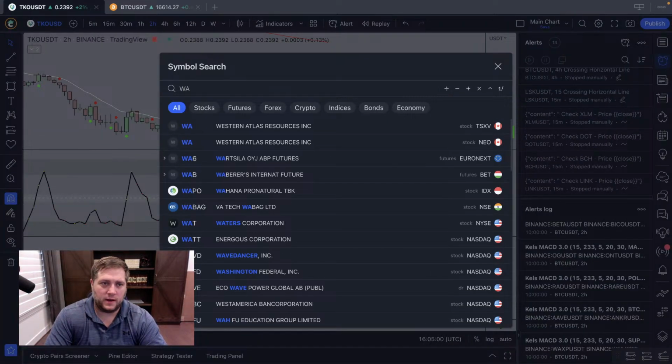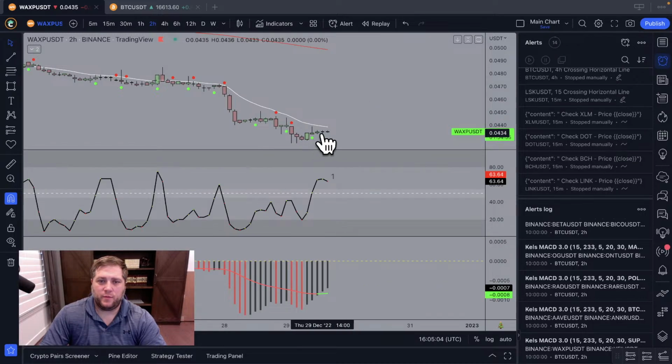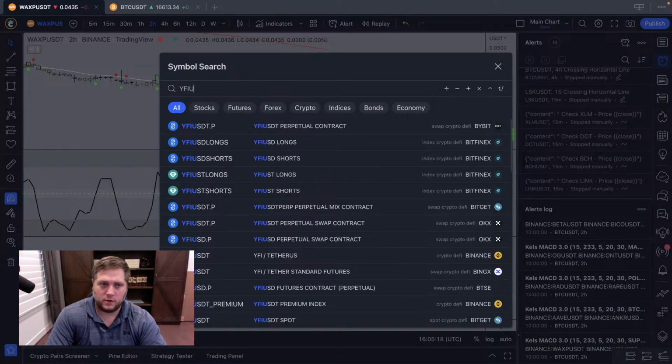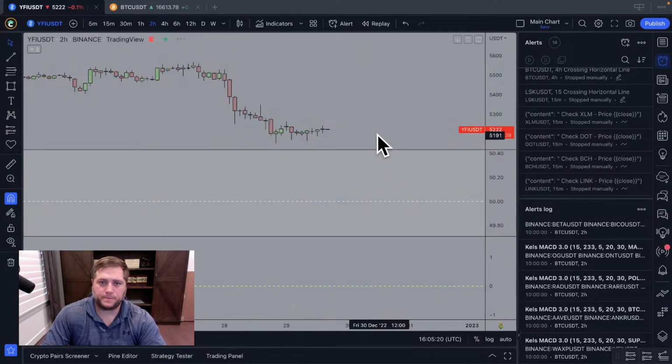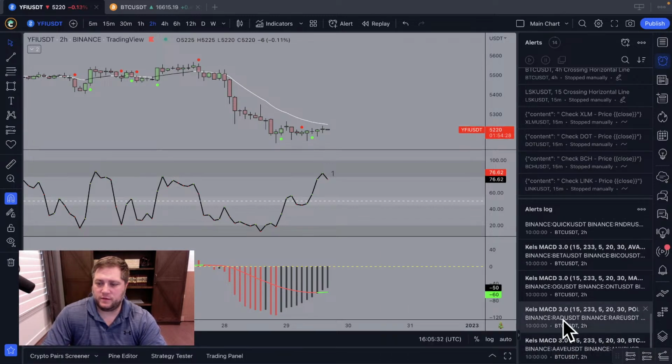Next one is WAX. WAX, we have a bunch of little dojis coming against the moving average, so it looks like a dump is fixing to happen here. We want this oscillator to come up here into this gray zone. That's where we really want to go short at, in that gray zone. FYI-USD. Again, here's a bunch of dojis coming against this moving average, so you want to wait for confirmation before you take those positions.